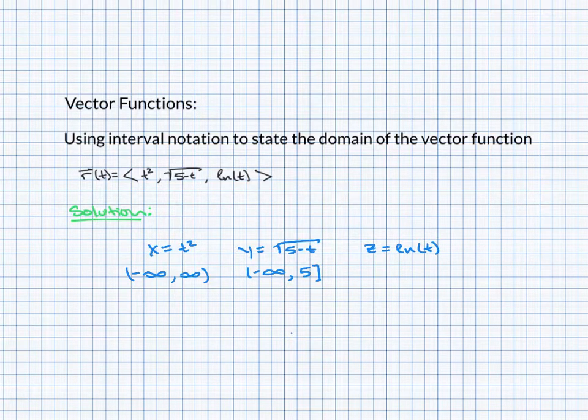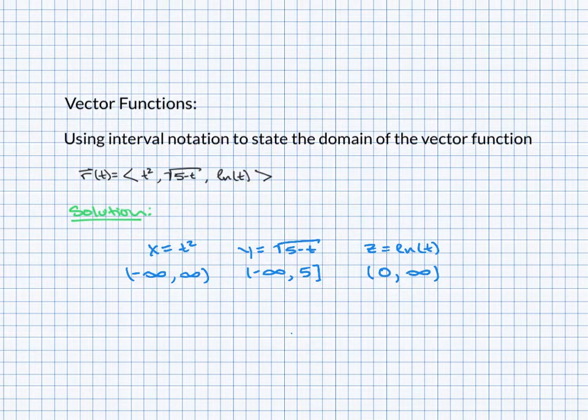Next, we look at z equals natural log of t. Knowing the rules of natural log, you know that natural log cannot have a negative value in it, and it cannot be equal to 0. So we have open parentheses 0, comma, all the way going to infinity.